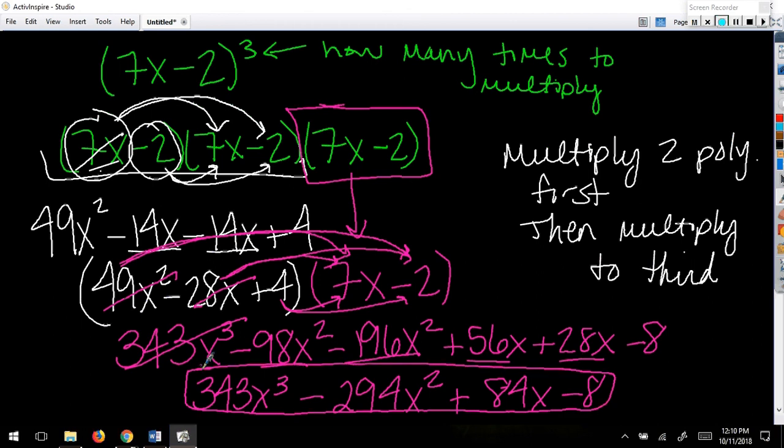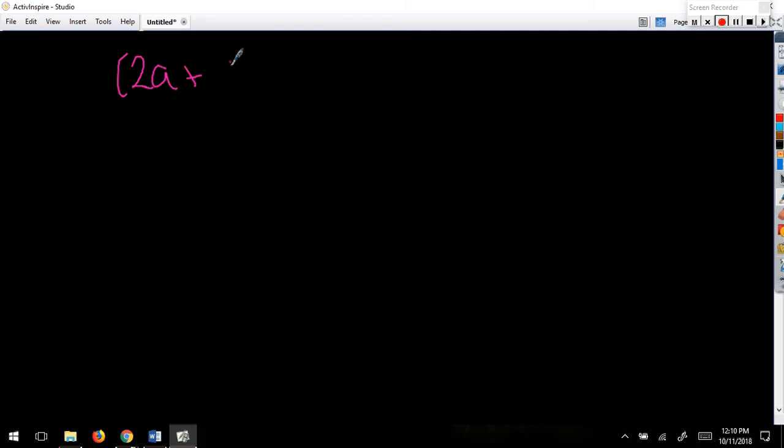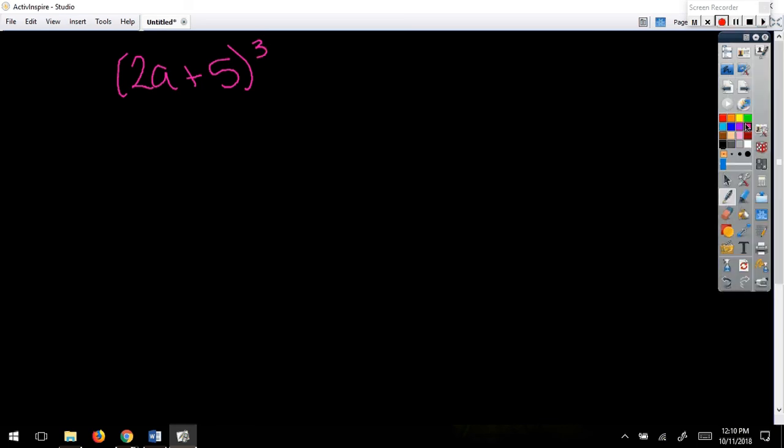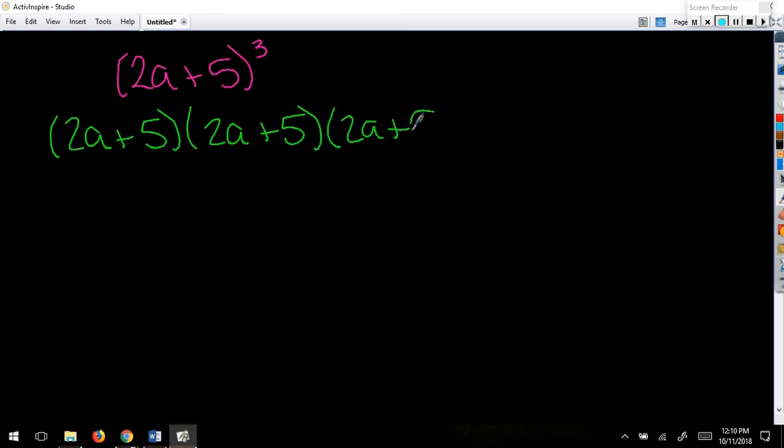One more for you to try and we will wrap up. Let's have you try 2a plus 5 to the third power. And simplify your answer. Let's see what you get. I hope you've had time to work this now. So I'm just going to write it out 3 times. And again, 2 at a time. So let's do these two first.